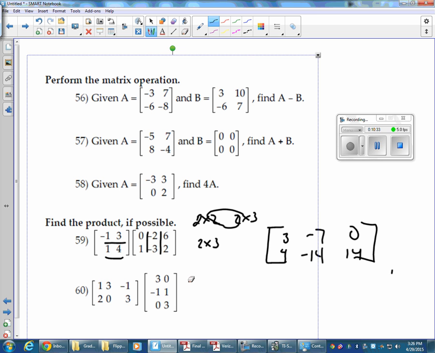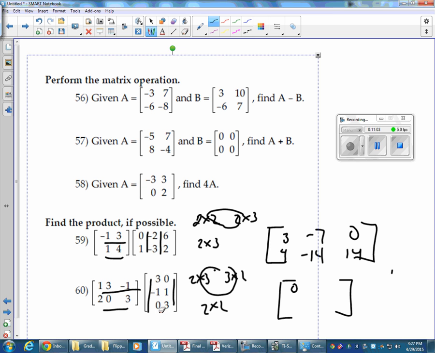And then for 60, I've got a 2 by 3 and a 3 by 2. So these two match up, and my answer is going to be a 2 by 2. I'm going to use the rows first and the columns second. So 1 times 3, 3 times negative 1, and negative 1 times 0. 3 and negative 3 and 0 make 0.